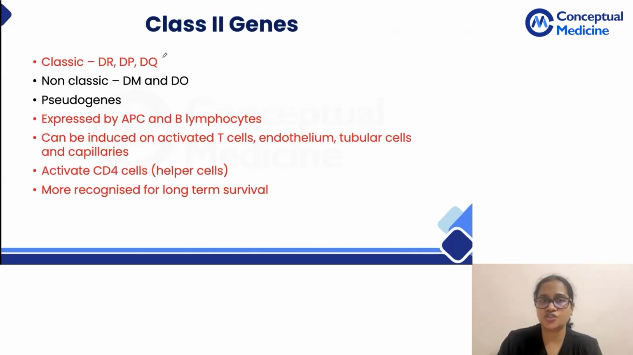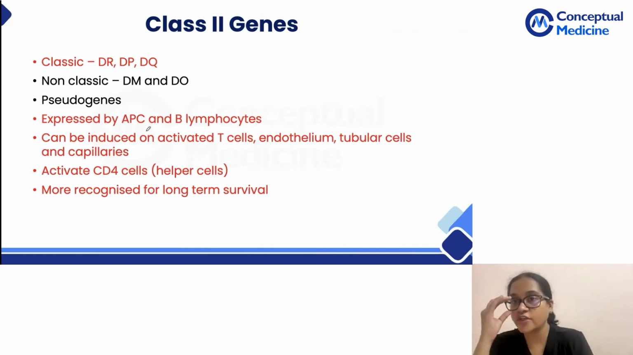The class 2 genes are DR, DP, and DQ. Class 1 is HLA A, B, and C. Okay. So this is DR, DP, and DQ. These are expressed on the antigen presenting cells and B lymphocytes. The antigen presenting cells traditionally are your macrophages and dendritic cells. So your class 2 genes are going to be expressed on macrophages, your natural killer cells, and your B lymphocytes.